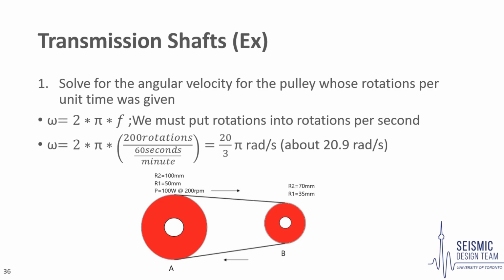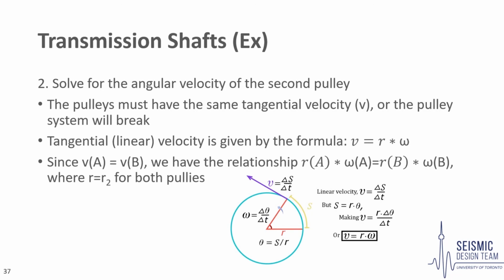To solve for the angular velocity in pulley A, we must convert the rotations per minute into rotations per second and use the formula described before to solve for angular velocity. Doing so gives an angular velocity of 20.9 radians per second. Next, we must solve for the angular velocity of the second pulley.